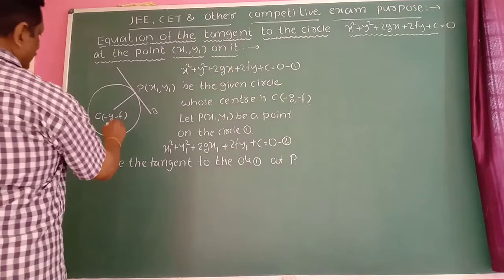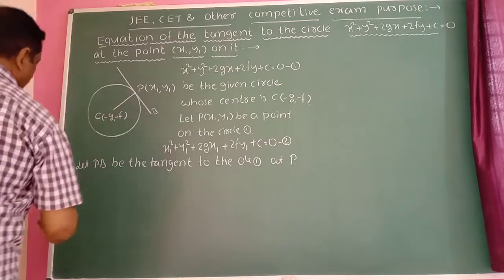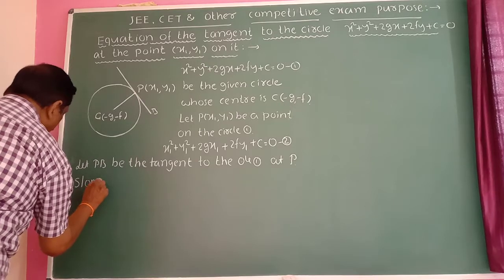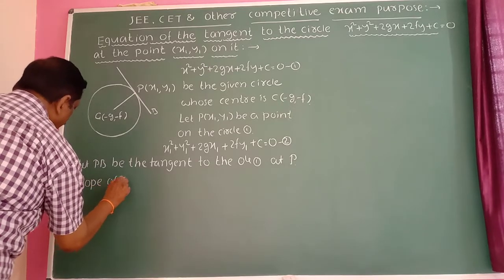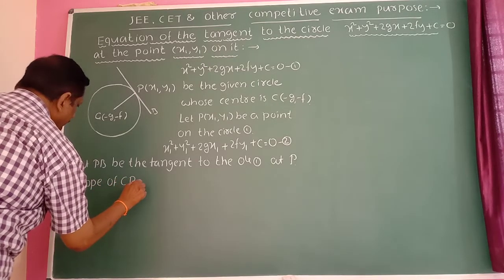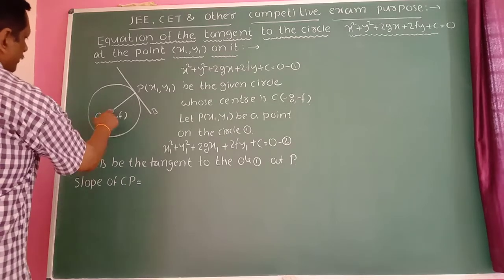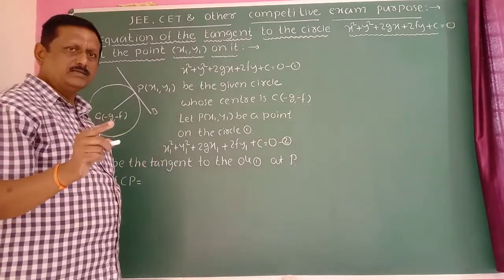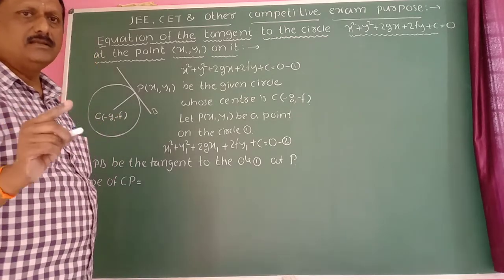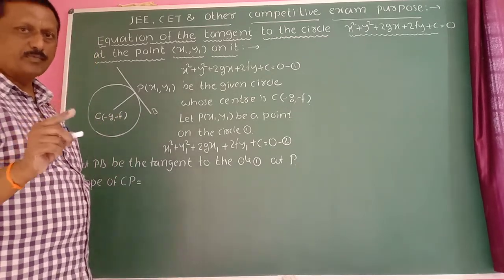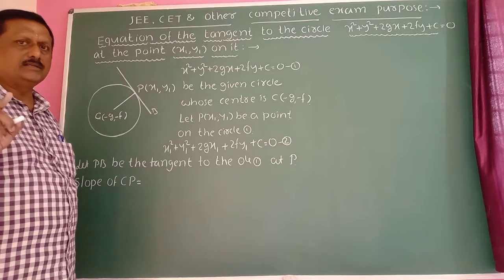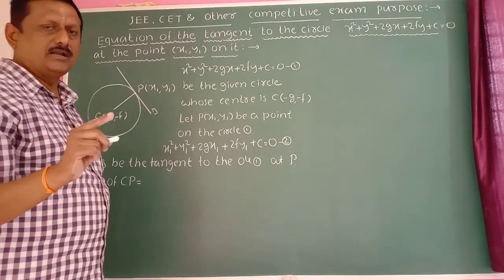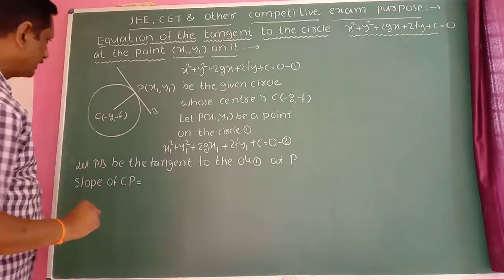Now, what is the slope of CP here? Slope of CP is given by, here you know both the coordinates. If you know the 2 points, then the slope of the line passing through those 2 points is given by y2 minus y1 upon x2 minus x1, the difference of y coordinates divided by the difference of x coordinates.